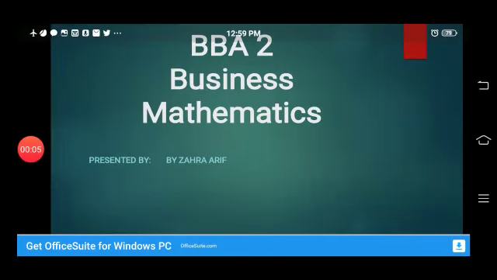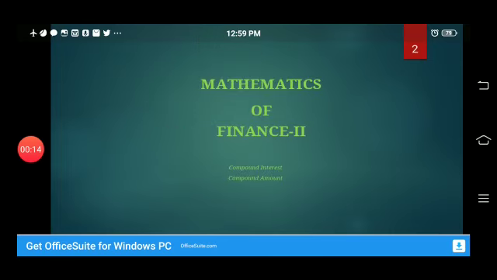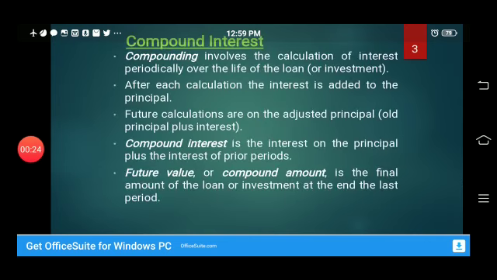This lecture is for BBA 2 and the subject which we are going to discuss is Business Mathematics, presented by Ms. Zahra. The topic today which we are going to discuss is compound interest and compound amount. This is the continuing of our chapter, the Mathematics of Finance 2, in which we will discuss in detail the compound interest and compound amount.